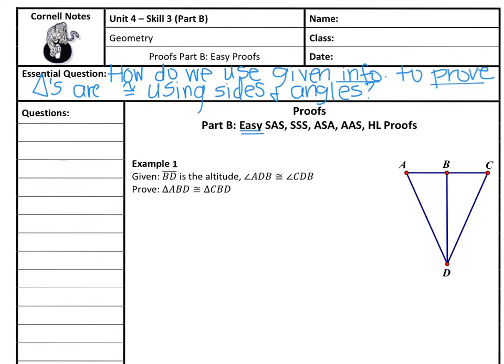Okay, so now the first example, we've got to look for three pieces of information whenever we are trying to prove triangles are congruent. So here's our methods: side, angle, side; side, side, side; angle, side, angle; angle, angle, side; or HL. So when I look at an example and I've got some givens in our first example, BD is the altitude and angle ABD is congruent to angle CDB. So let's go ahead and start off our T-chart. So we've got statement and reason.